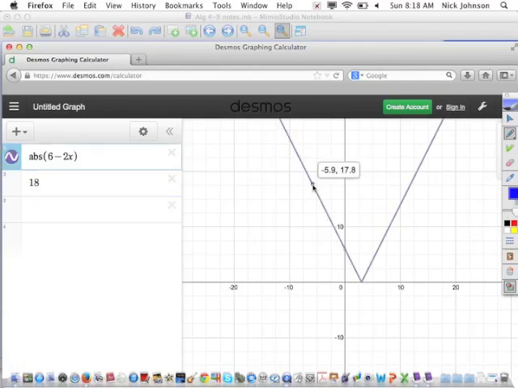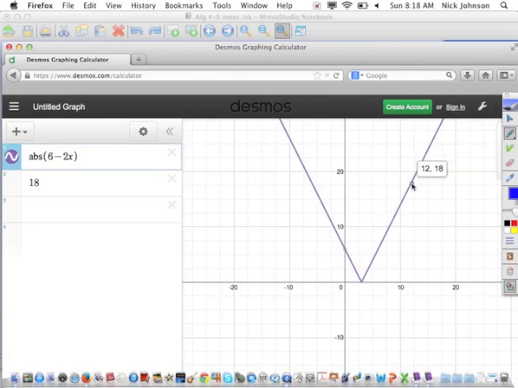So you go up right at 18. And as you can see here, when x equals a negative 6, it gives me 18. And when x equals a positive 12, so those are my two solutions. When x equals a negative 6 and when x equals 12, as you can see right there.